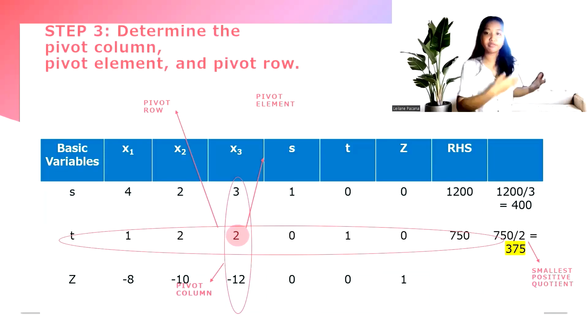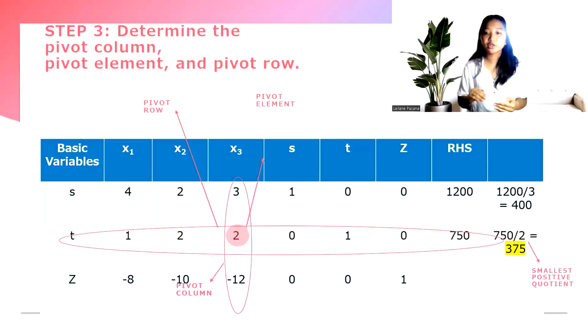So as what we have done in the first problem, we have to determine the pivot column first. Our pivot column will be observed from our bottom row to observe what is the most negative entry in the bottom row. That is negative 12. So the column where negative 12 is located, that is our pivot column.